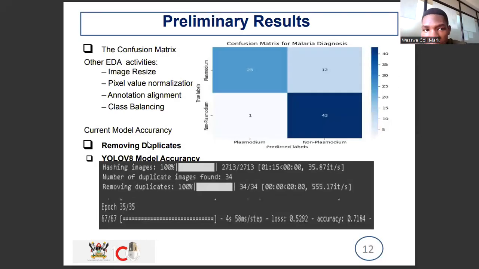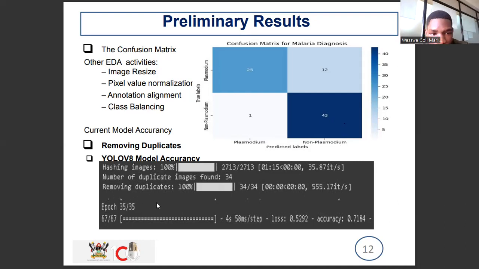To take you through the preliminary results, first of all, here is a confusion matrix of one of the models, and we see that it was able to predict 25 images as plasmodium, and they were truly plasmodium, and 43 as non-plasmodium, where the actual label is also non-plasmodium. This is of great value and importance.